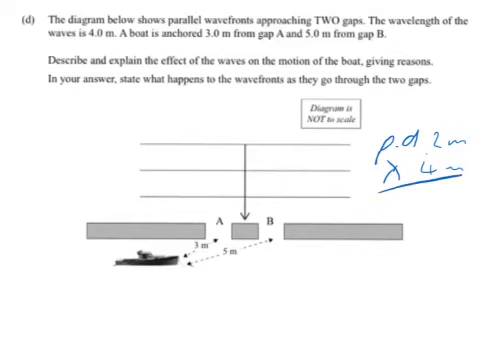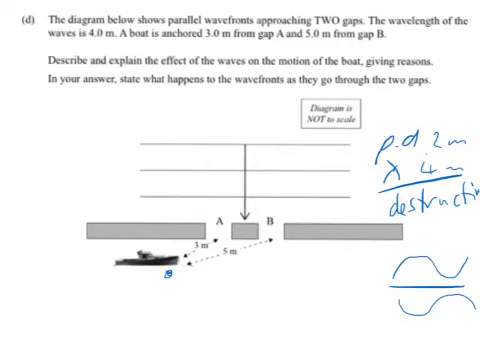So we're talking about where the boat is lying, we're talking about a destructive interference. So destructive interference, because the half wavelength out means you're getting a wave arriving in peak as another one's arriving in trough, and they cancel each other out.